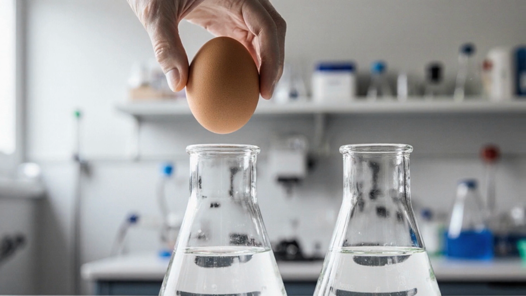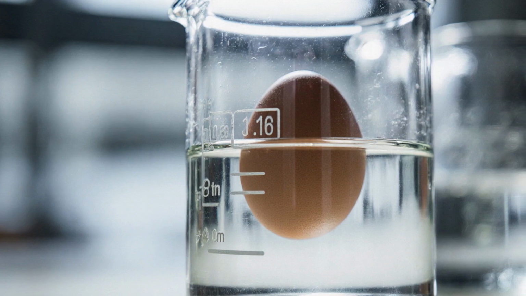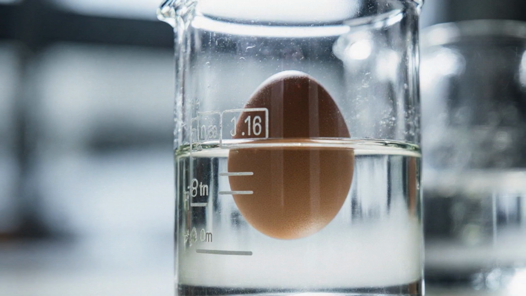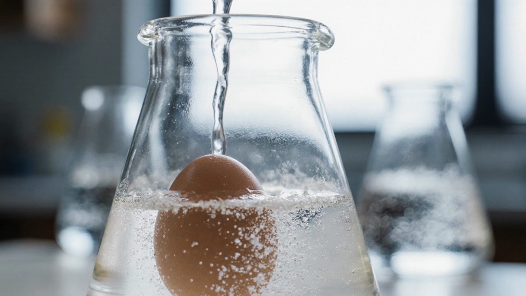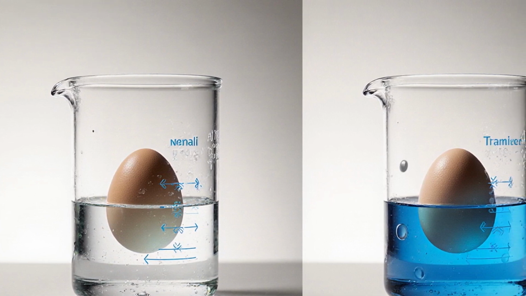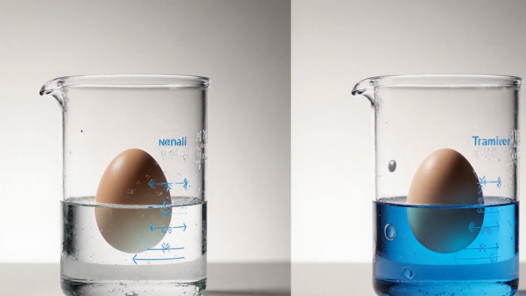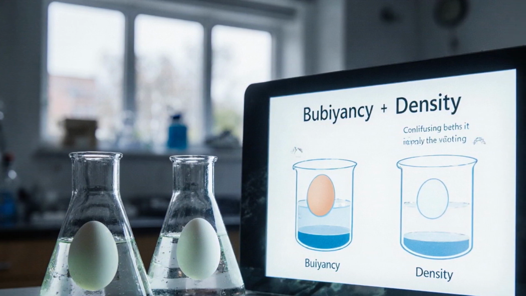The animation visually compares the densities of an egg in different solutions. The first solution is plain water, serving as a control for comparison. The second solution is salt water, which has a higher density than plain water. The animation uses visual cues to indicate the relative density levels of each solution. The egg's behavior in each solution demonstrates the principles of buoyancy and density.